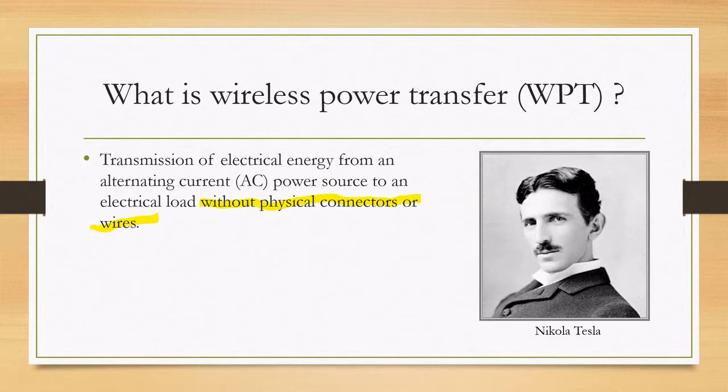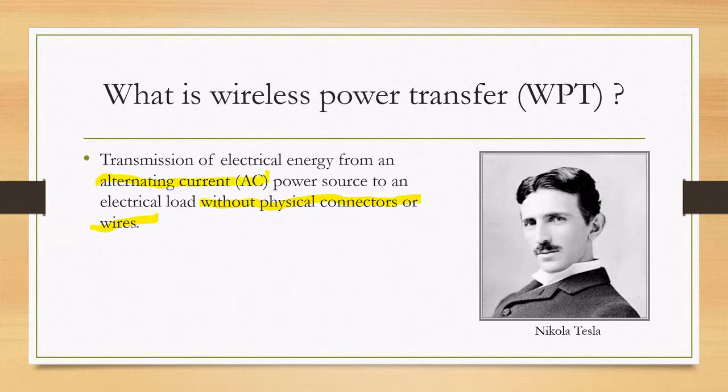Please take note that in order to enable wireless power transfer, the power source must be AC current supply. You guys might be wondering why DC current cannot be used as power source during wireless power transfer. Don't worry guys, I will explain the reasons to you in the next few slides. At this moment, you guys just have to remember that in order to enable wireless power transfer, the power source must be alternating current.